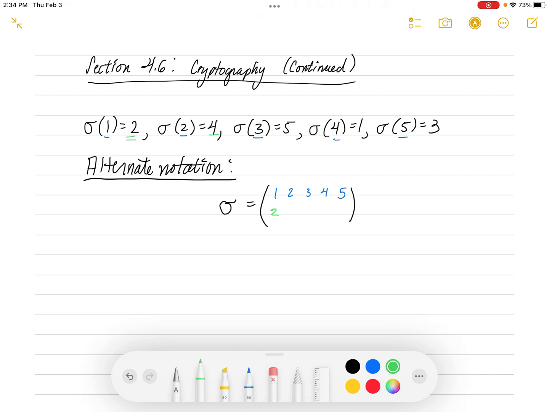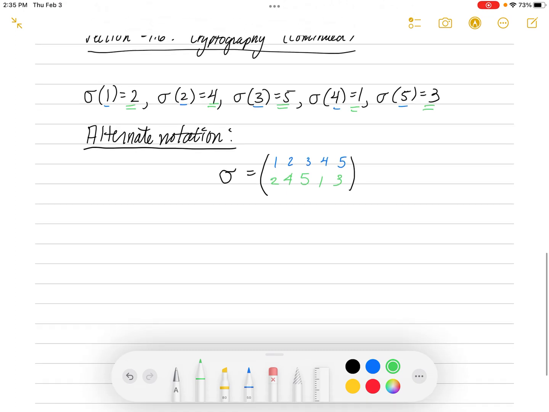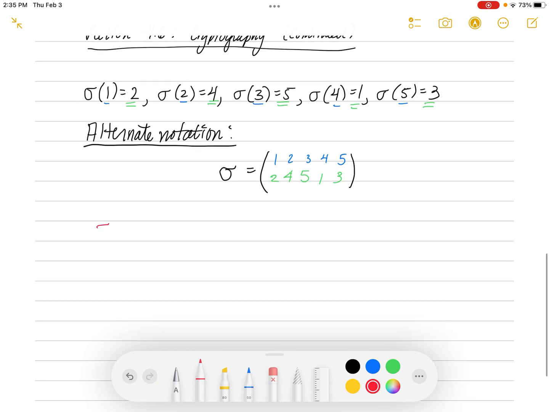So you've got 2, 4, 5, 1, and 3. So the top row is the domain. The bottom row is the range, the output. So 1 goes to 2, 2 goes to 4, 3 goes to 5, 4 goes to 1, 5 goes to 3. So sometimes you'll see that.